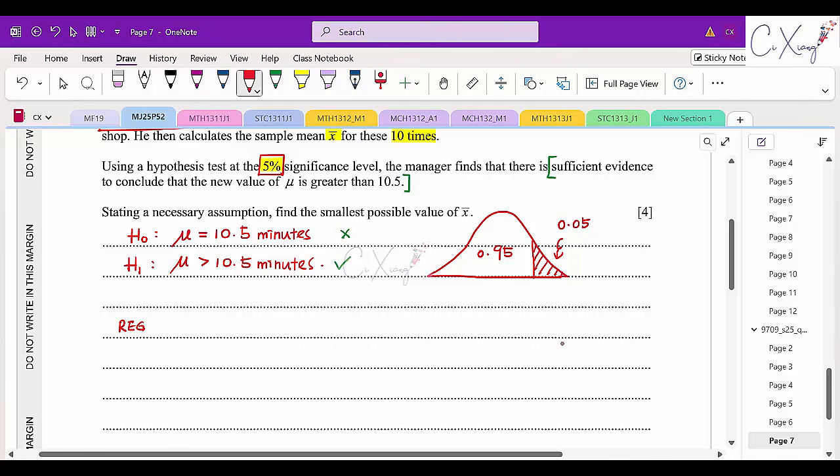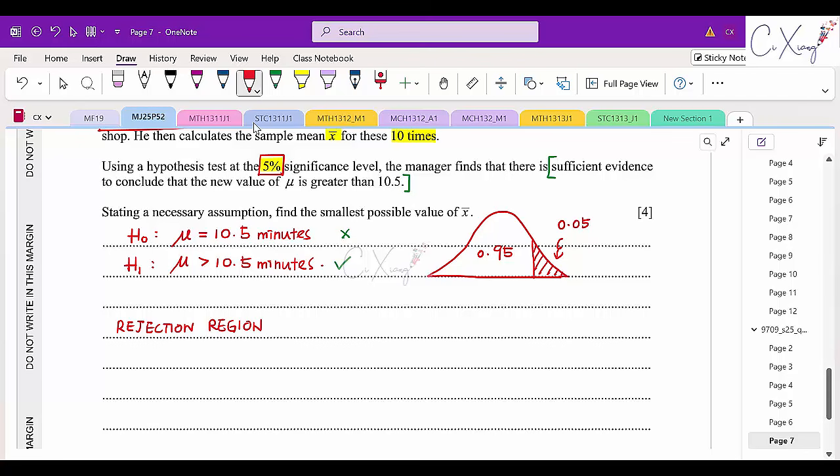So this question basically looks not so obvious. There's no very obvious keyword, but basically they are asking for the rejection region, because they are asking what is the smallest possible value for the sample mean so that you can make this conclusion. That means they're asking what is the smallest possible value of x so that you can reject the null hypothesis. So basically they want us to find the rejection region. And we know that for the rejection region, this is 0.05.